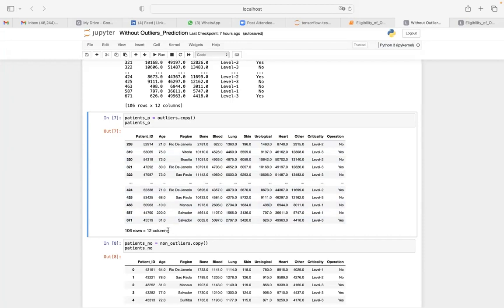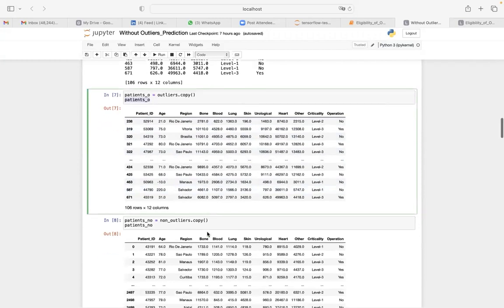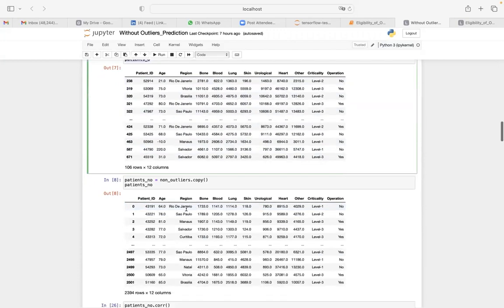Obviously I have not performed any sort of prediction on the outlier data, but that's your job to do. You just simply have this data, patients underscore o. And you can perform some statistical checks and run a machine learning algorithm on top of this data. What I'll be doing, and you can use the same code, is just replace the data frame's name with patient underscore no.